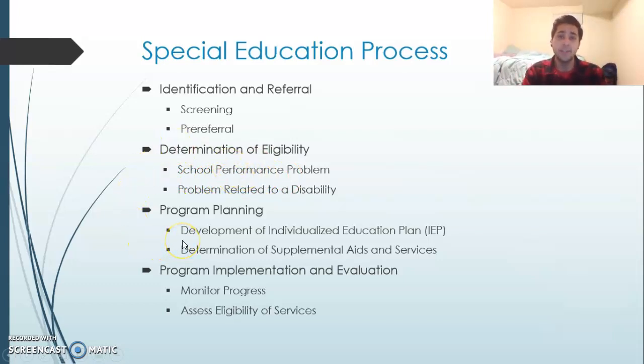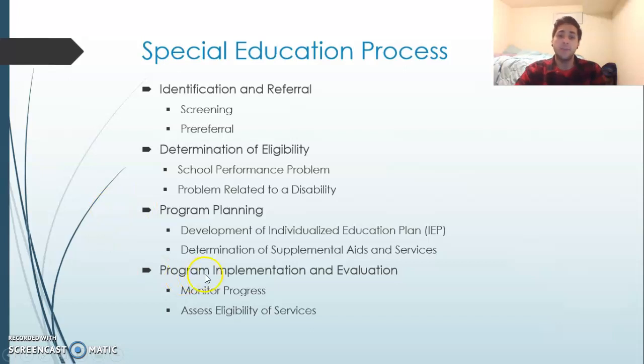The next step in the process is program planning. So with program planning, the most important step in this is going to be the development of the Individualized Education Plan, or an IEP. The IEP is a legal document that describes what the annual goals are for the student, the supports that they are going to have in the classroom and outside of the classroom. It will clearly state what their disability or their classification of disability is, and it will include lots of other information about the services and other things that are relevant to that student's individualized learning plan.